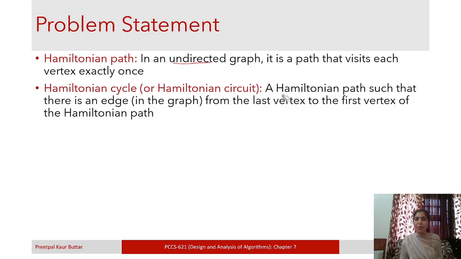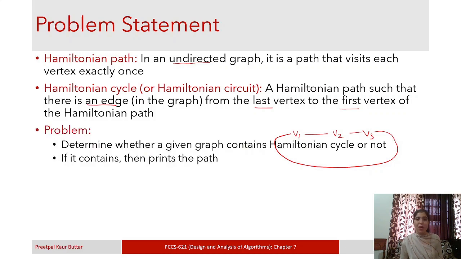Now, Hamiltonian cycle. A Hamiltonian cycle is also known as a Hamiltonian circuit. What is a Hamiltonian cycle? It is a path such that there is an edge from the last vertex to the first vertex. In the previous example, v1 was connected to v2, which is connected to v3. If there is an edge from v3 back to v1, then this becomes a cycle, and in this cycle all the vertices are distinct. So this is known as a Hamiltonian cycle.